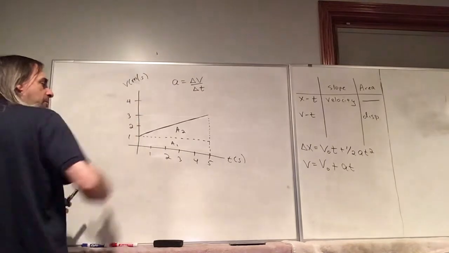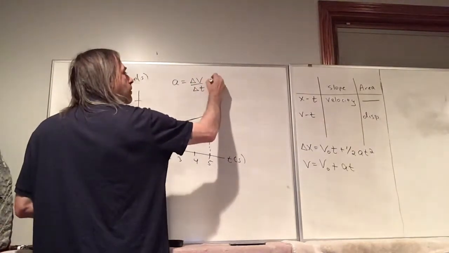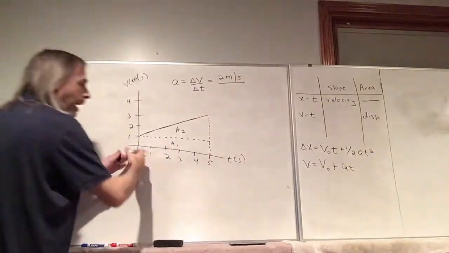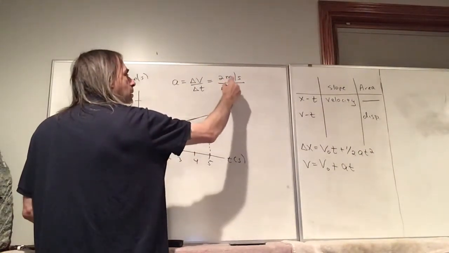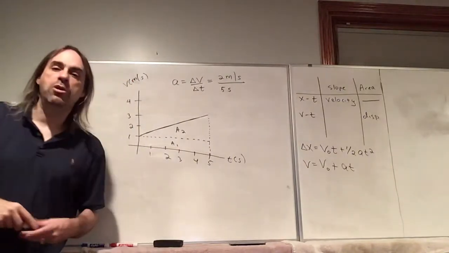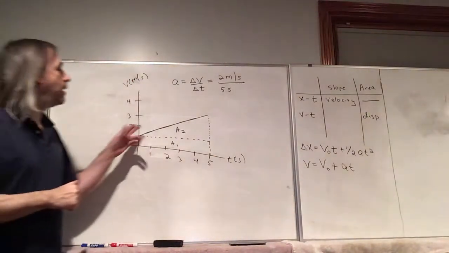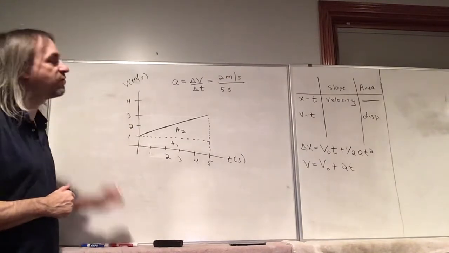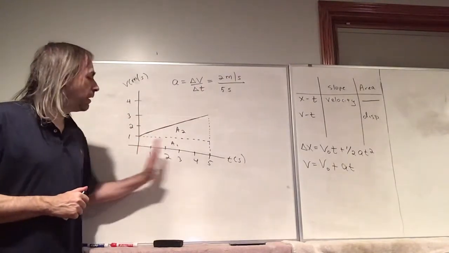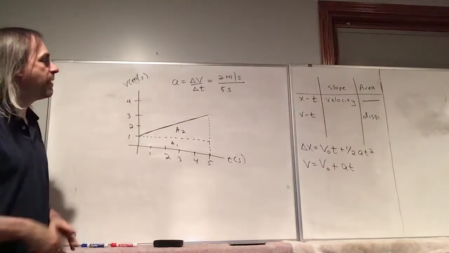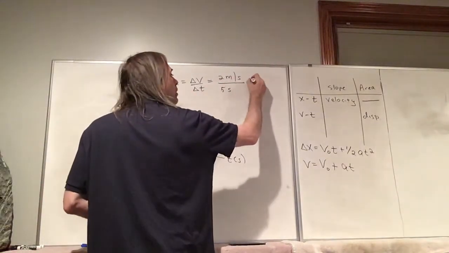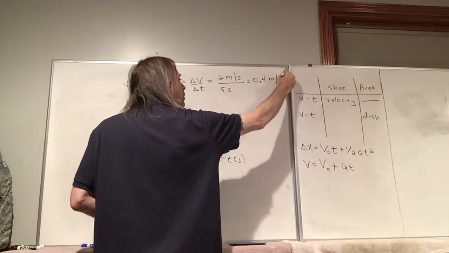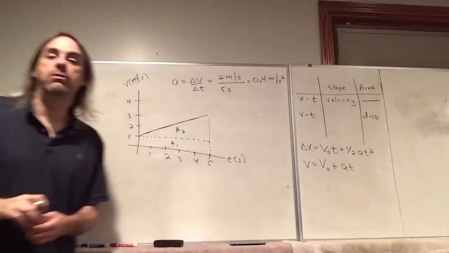Delta v would be like 2 meters per second, if we're looking at this entire time interval, and there's 5 seconds. So again, very important to pay attention to units. On the vertical scale, we're going from 1 to 3, so that's a change of 2 meters per second, and then over 5 seconds. So this is 0.4 meters per second squared is the acceleration.